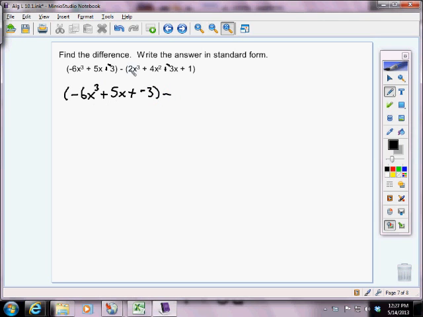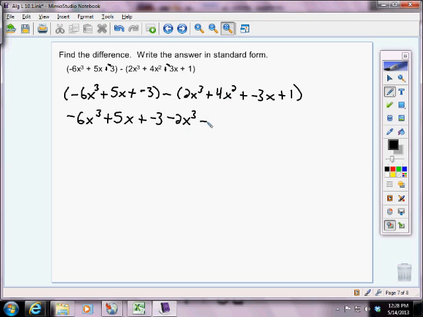When we're subtracting this whole second parenthesis, we're not just subtracting 2x to the third, we're subtracting every single one of these terms. So one way to think of it is that we are subtracting every single one of these terms. So I'm subtracting 2x to the third. I'm subtracting 4x squared. I'm subtracting a negative 3x.